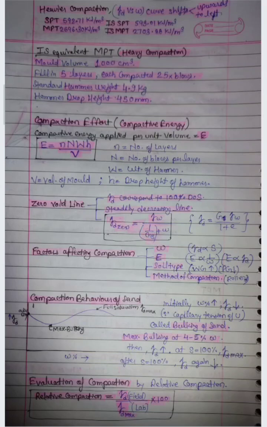Now in case of sand, you will find this position is air dry, meaning the sand was air dried, and then we start increasing the water content. Initially the dry unit weight will decrease and reach a minimum point. The point where the dry unit weight is minimum on increasing the water content is called the point of maximum bulking.